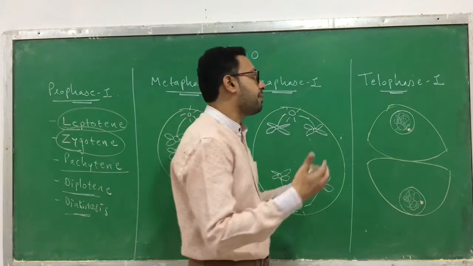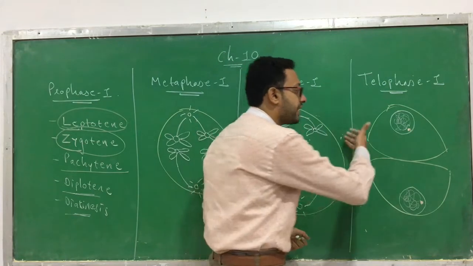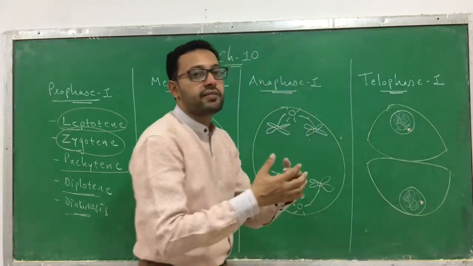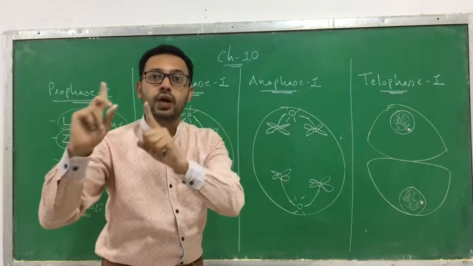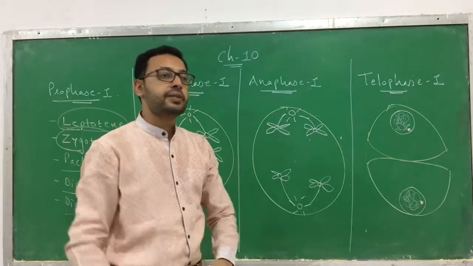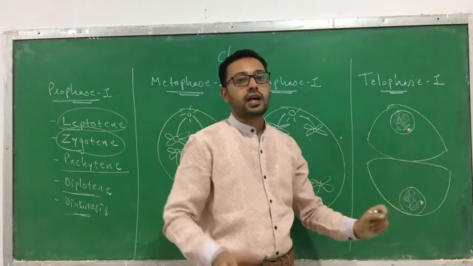And after that what happens? Cytokinesis breaks down the cytoplasm and divides the cell into two parts. Thus at the end of meiosis 1, two cells are produced.